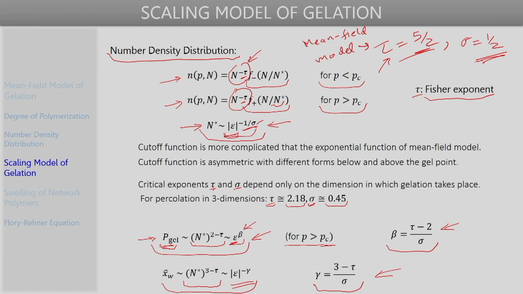These are some of the important results from the scaling model of gelation. What this scaling model predicts is that the dimension in which the percolation is taking place has an effect on the kind of exponents that we get in the scaling relations, as well as on the form of the cutoff function that we have.